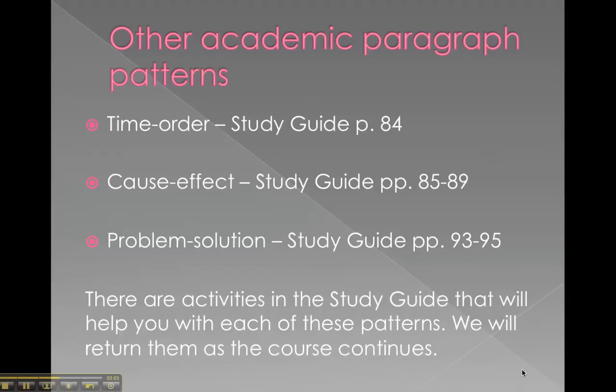The cause and effect paragraph is dealt with on pages 85 through to 89 of the study guide, and there's some activities for you to complete there to make sure you understand how it works. And very similar is the problem solution paragraph, which in the study guide appears from pages 93 to 95. The activities in the study guide will help you understand each of those patterns, and we will be returning to them as the course continues.